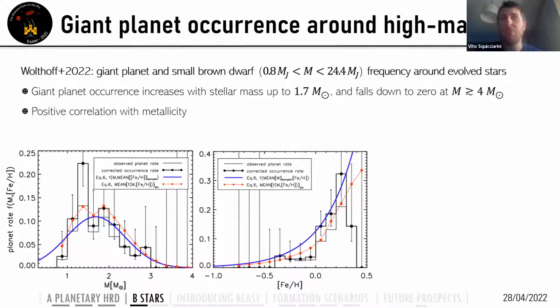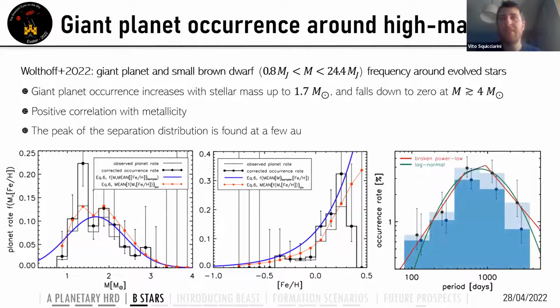Then there is a positive correlation of the occurrence with metallicity, and there is also a well-defined peak in the separation distribution. But as I told you before, the radial velocity technique is blind to wide exoplanets, and we can expect that if we increase the size of the planetary system, at some point the interesting separation where giant planets are thought to be present is outside the sensitivity region of radial velocities.